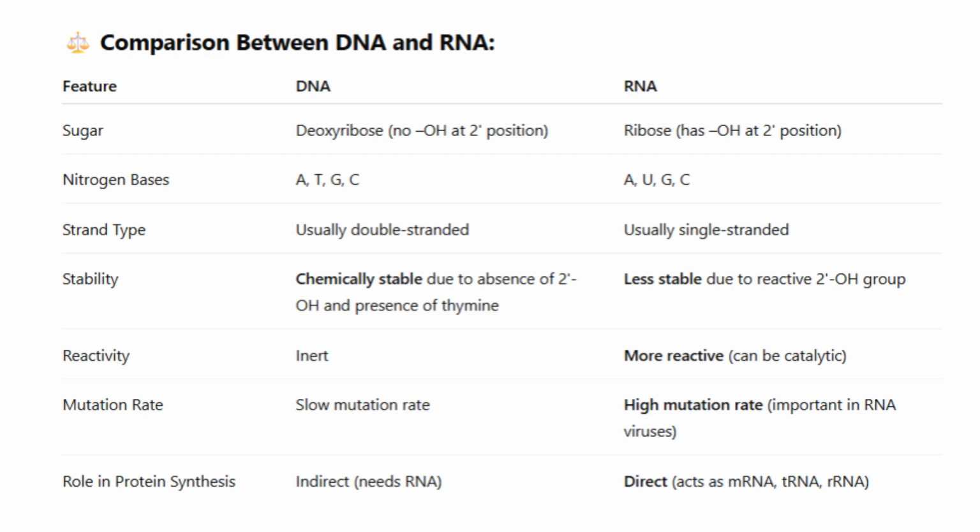Feature 6. Mutation rate. DNA has a slow mutation rate, ideal for storing long-term genetic information. RNA, especially in viruses, has a higher mutation rate, helping them evolve quickly. Feature 7. Role in protein synthesis. DNA's role is indirect. It stores information but requires RNA to make proteins. RNA plays a direct role as messenger RNA, mRNA, transfer RNA, tRNA, and ribosomal RNA, rRNA.